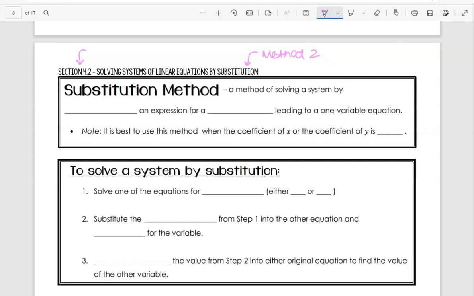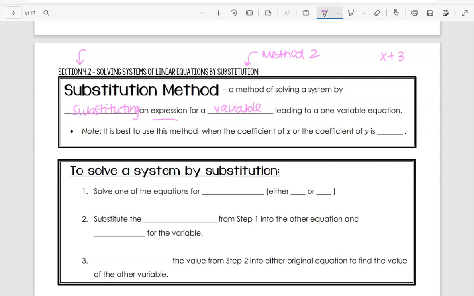The substitution method is a method of solving a system by substituting an expression. So we're substituting like two terms, a whole expression in for a variable. So a lot of times we would just substitute a number in for a variable. Now we're substituting in an expression. Guys, an expression is like this. X plus 3 is an expression, okay? For a variable leading to a one variable equation.